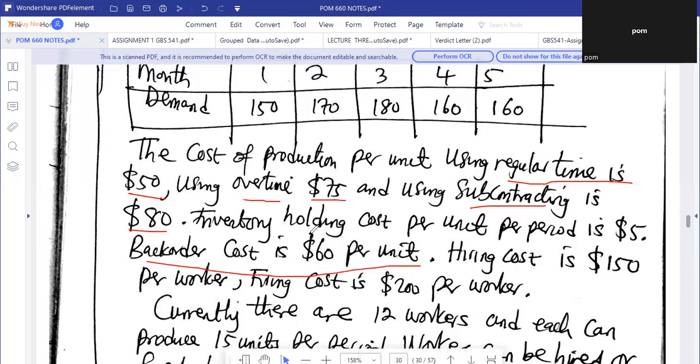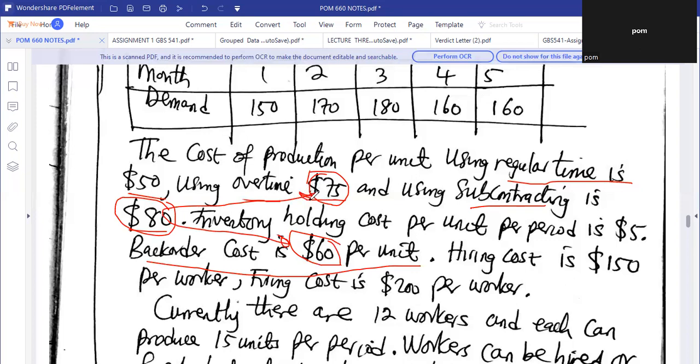The back order cost is 60 per unit, overtime is $75 per unit, and subcontracting is $80 per unit. So among these three, the cheapest is back order, which is stock out. So this one should apply as we look at the pure level strategy. We choose which one is cheapest among the three.